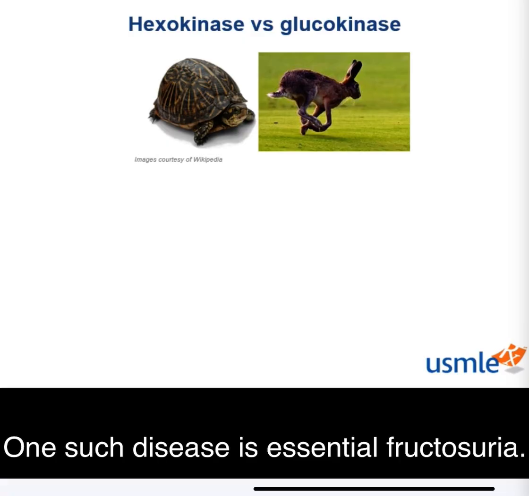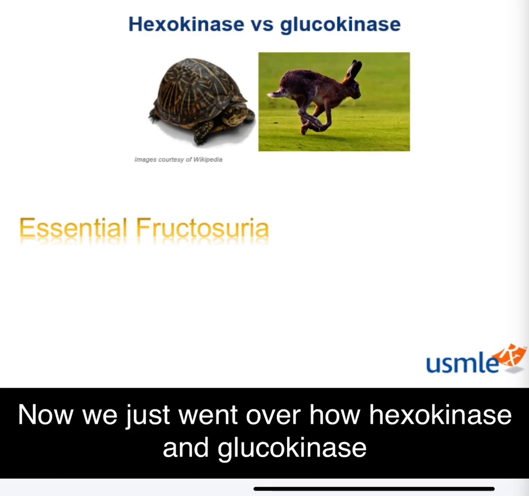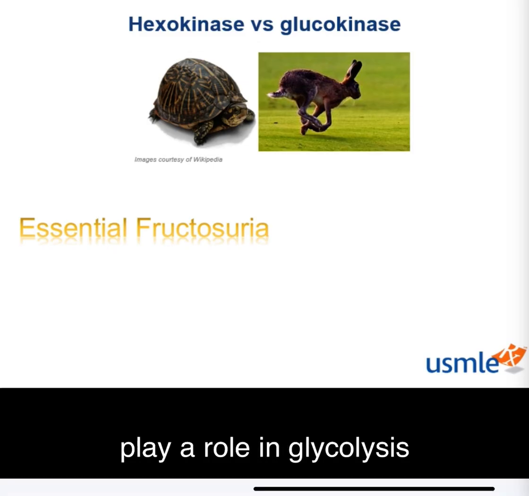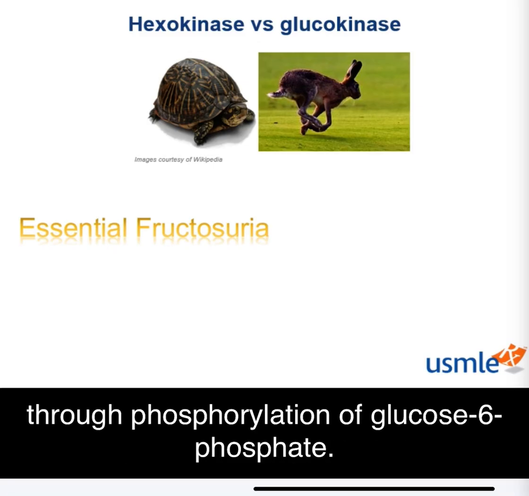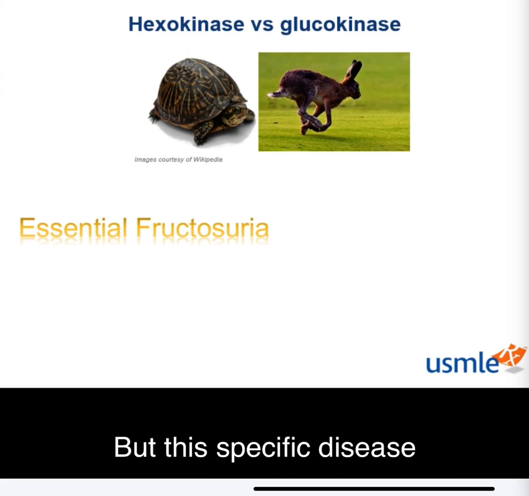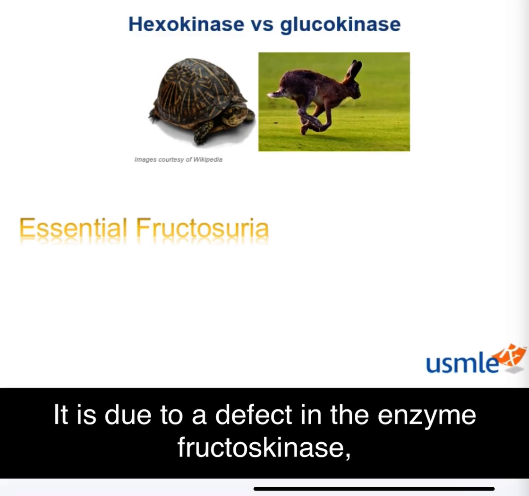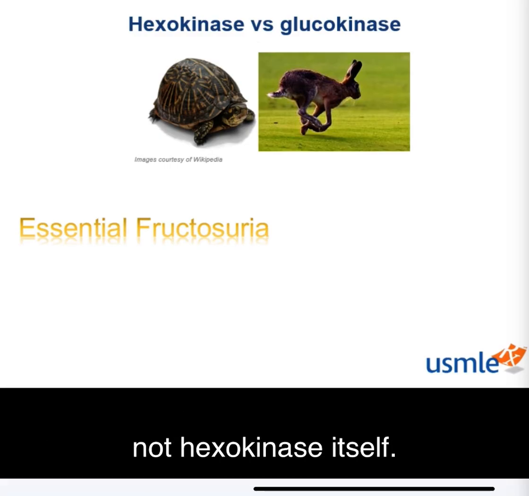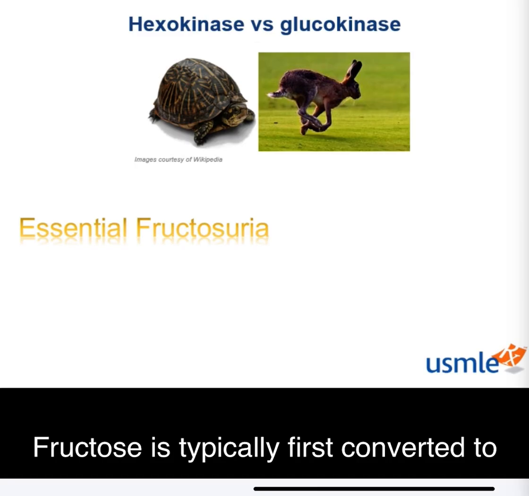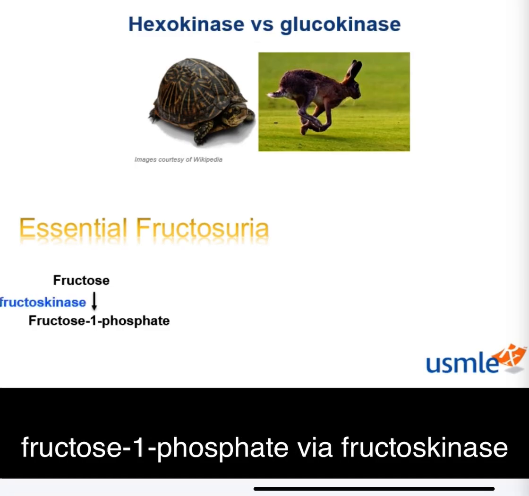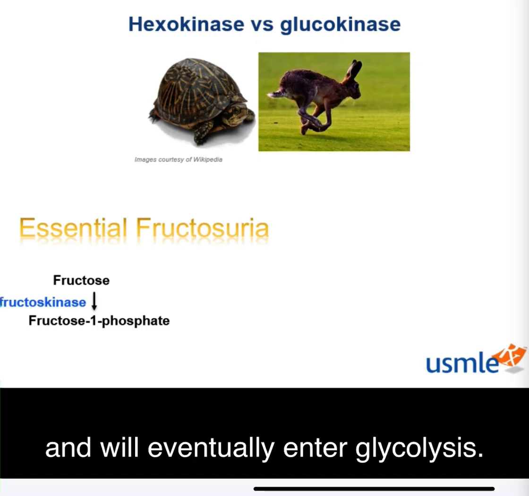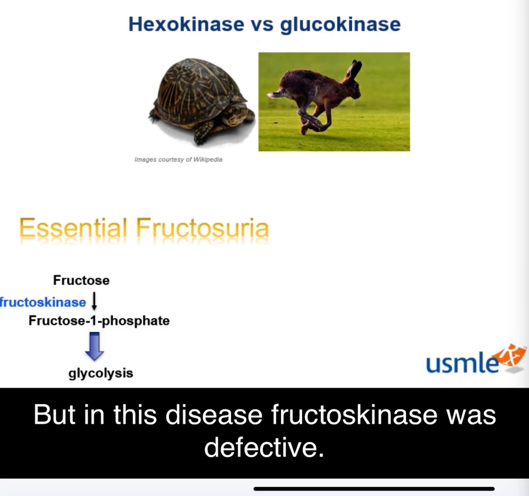One such disease is essential fructosuria. Now, we just went over how hexokinase and glucokinase play a role in glycolysis through phosphorylation of glucose to glucose 6-phosphate, but this specific disease involves the metabolism of fructose. It is due to a defect in the enzyme fructokinase, not hexokinase itself. Fructose is typically first converted to fructose 1-phosphate via fructokinase, and will eventually enter glycolysis. But in this disease, fructokinase is defective.